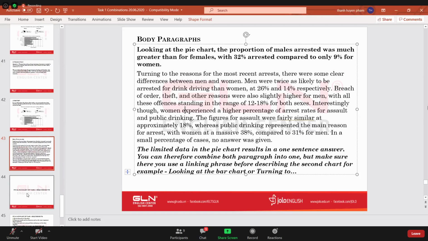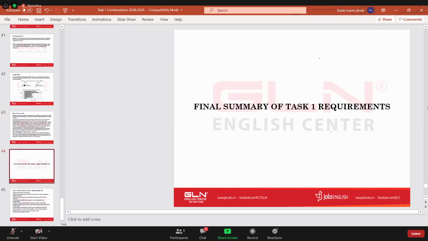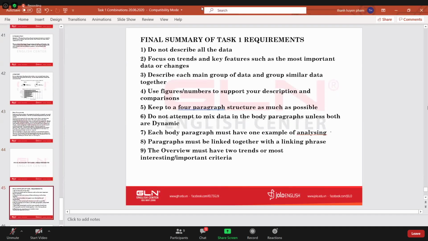So, to summarize, so final summary of Task 1 requirements. Do not describe all the data. Focus on trends and key features, such as the most important data or changes. Describe each main group of data and group similar data together. Use figures, numbers to support your description and comparisons.